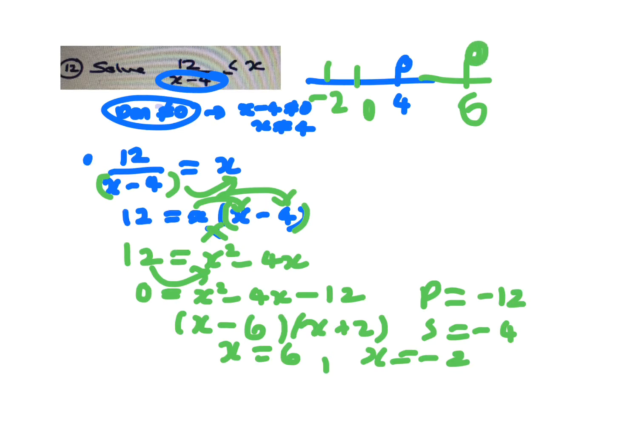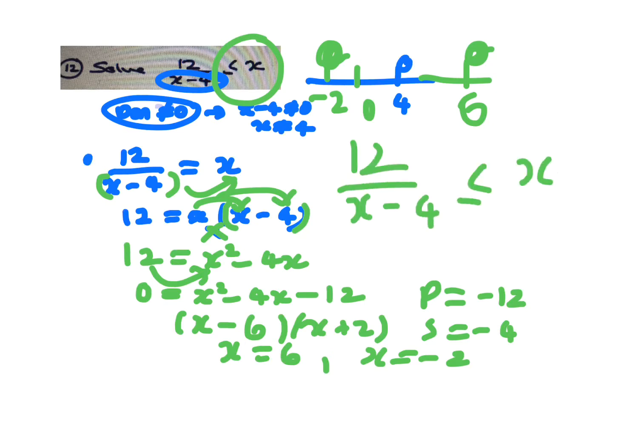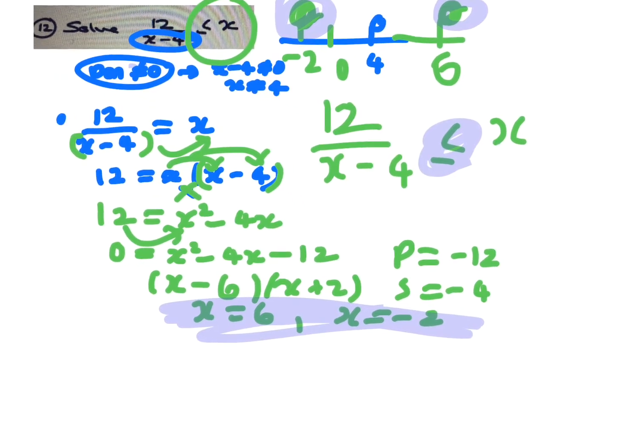There's 0. So these are closed circles, because if you look at the inequality up the top, we've got 12 over x minus 4 is less than or equal to x. So where that is equal to x will be when x is 6 and x is minus 2. So that means these spaces here will be closed circles.